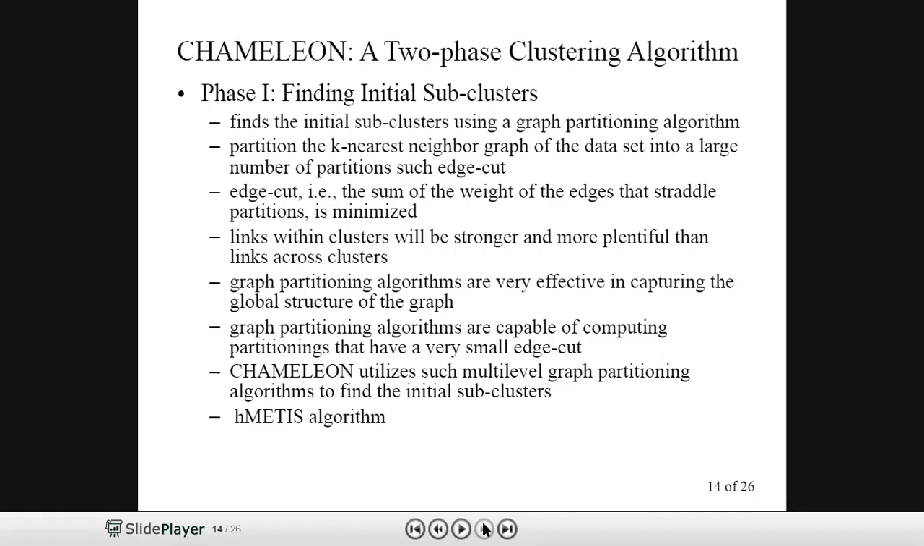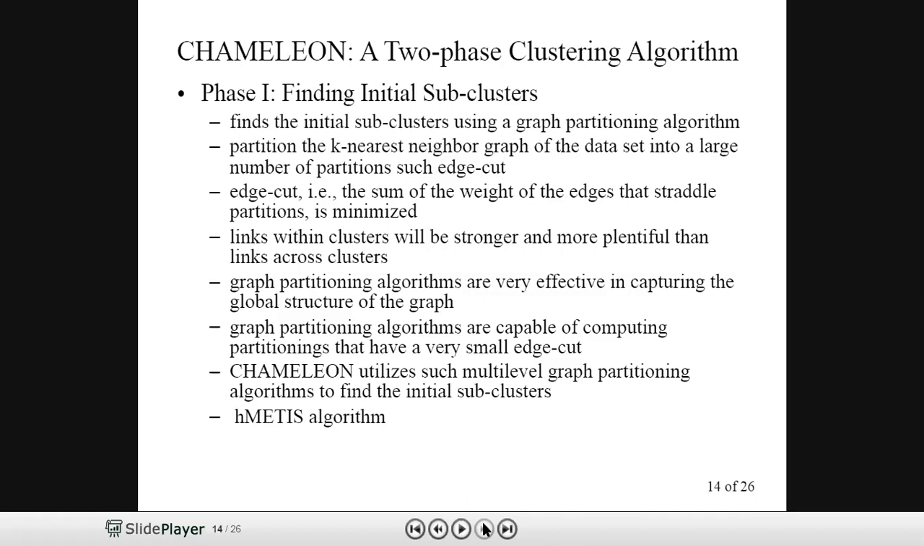In the Chameleon two-phase clustering algorithm, phase 1 is finding the initial subclusters. First we find the initial subclusters using a graph partitioning algorithm, and partition the k-nearest neighbor graph of the data set into a large number of partitions such that the edge cut, the sum of the weights of the edges that straddle partitions, is minimized. The links within a cluster will be stronger and more plentiful than links across clusters.